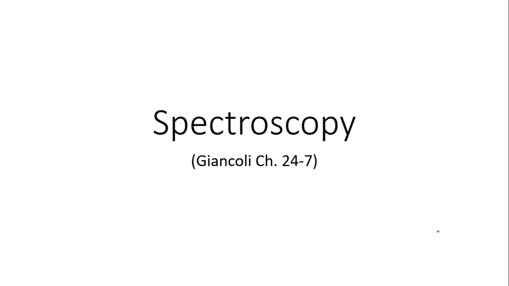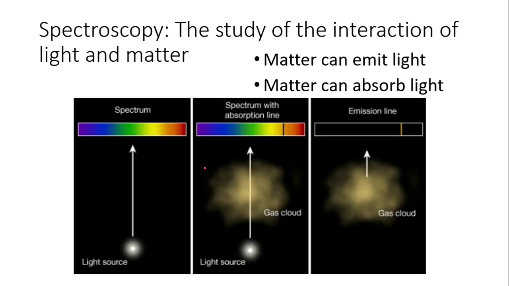So we've actually already been talking about spectroscopy, we just haven't been calling it that. And in general, spectroscopy is the study of how light and matter interact. And light and matter can interact in a number of different ways. So matter can both absorb and emit light.